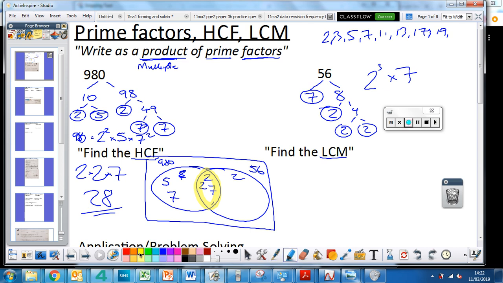The Venn diagram for the lowest common multiple tells you it's all of the numbers that appear in the Venn diagram. All of those numbers. So in this case we've got the numbers in the middle, 2, 2, 7, that we've already worked out. And then we've also got a 5, a 2 and a 7.